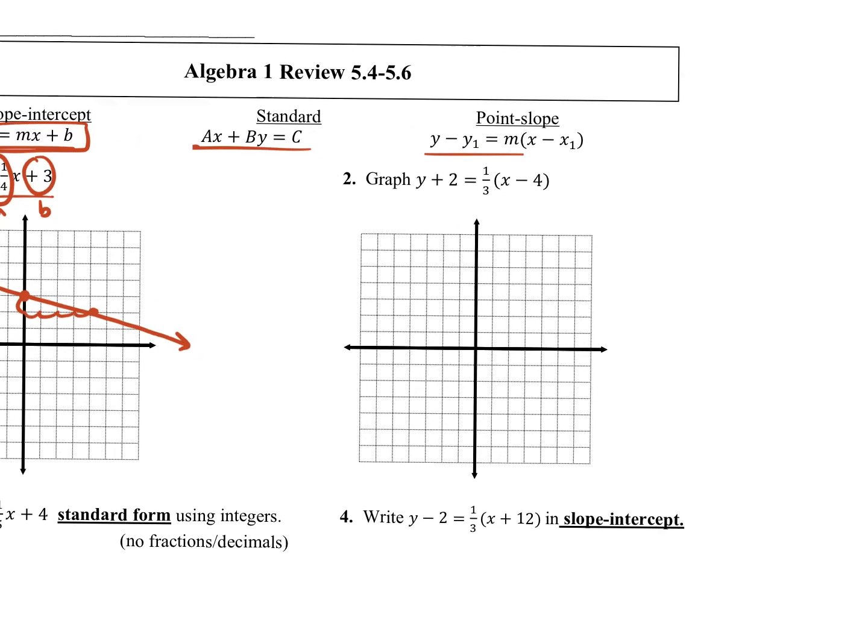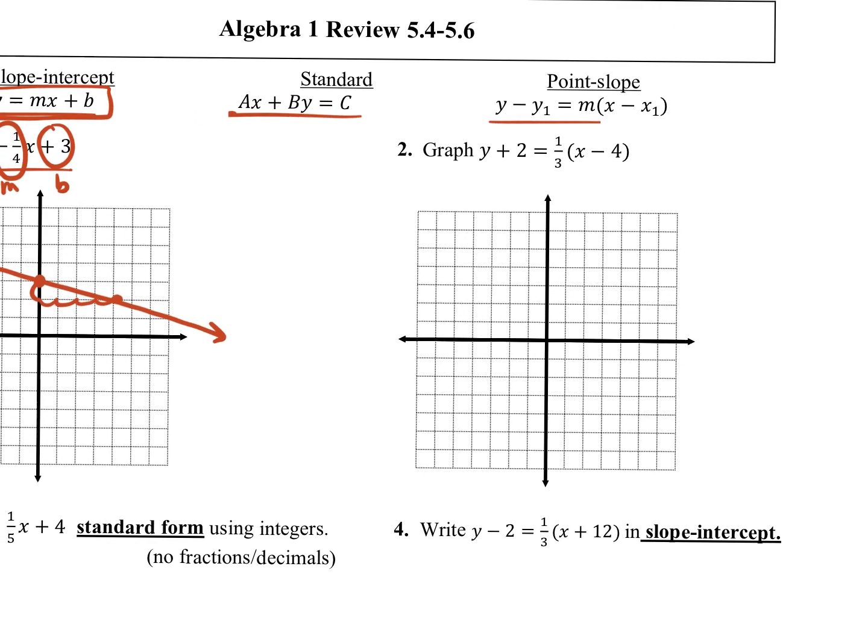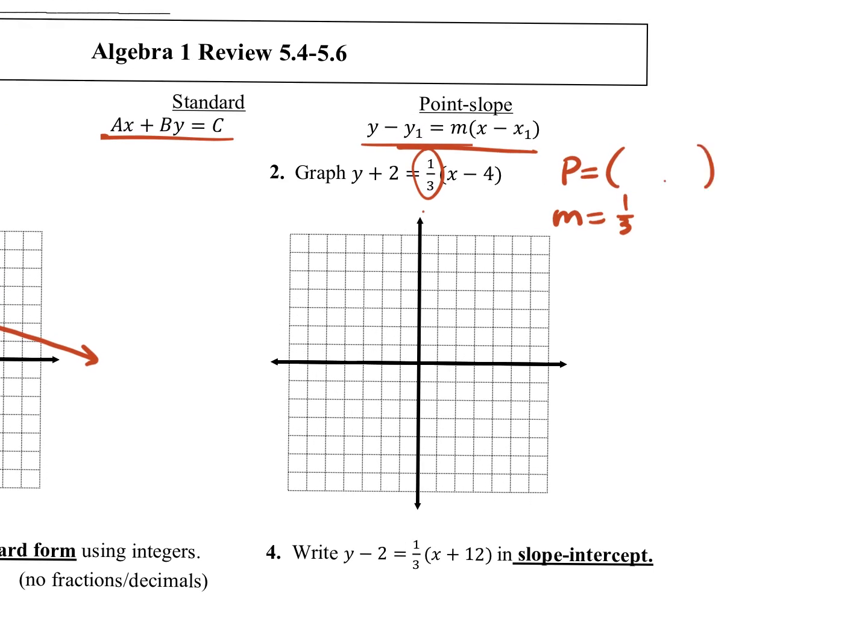This one, what form are you in? This is point slope form. So that means you have a point and you have a slope, right? The slope is 1/3. What's the point? 4, -2. Right, opposite of what it looks like and in the opposite place, right? The x needs to be with the x. So it looks like a -4. That means x is a +4. It looks like a +2. That means your y value is a -2.